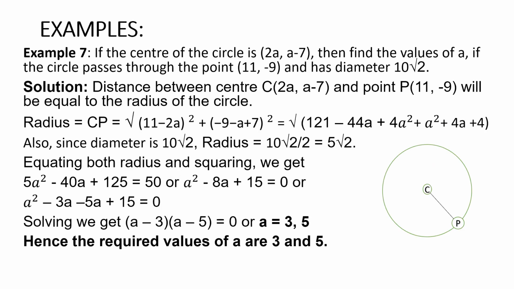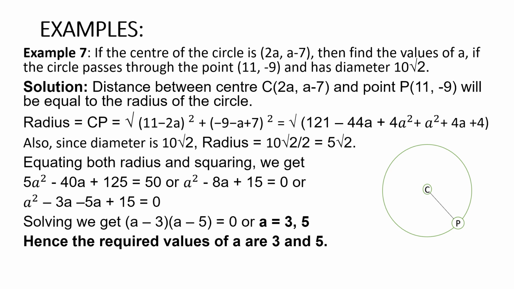Now example 7. If the center of the circle is (2a, a minus 7), then find the values of a if the circle passes through the point (11, minus 9) and has a diameter of 10 root 2. Now see over here, we have to find the coordinates of the center of the circle, means we have to find the value of a.